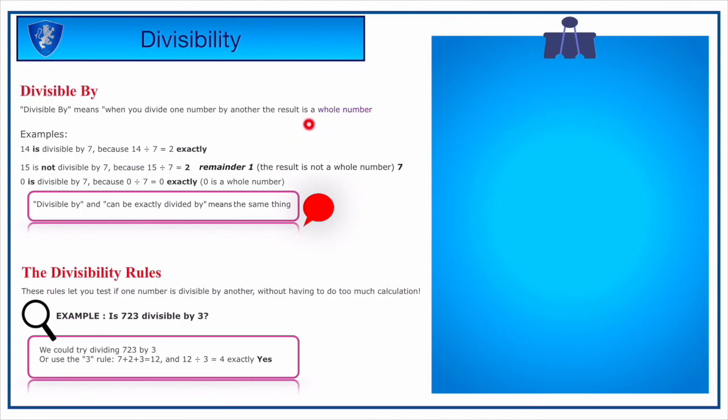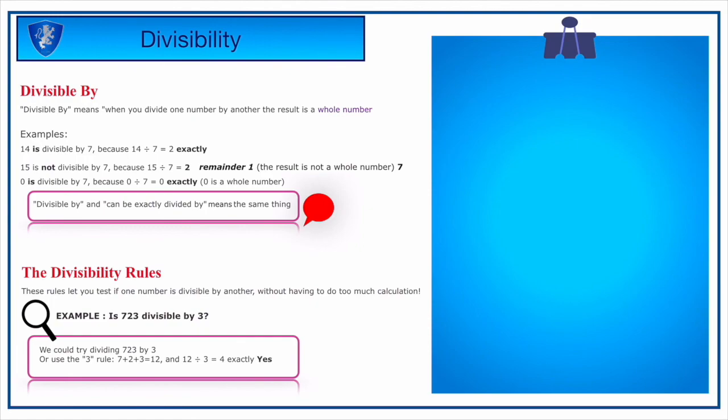So the example we're given here is that 14 is divisible by 7. Why do we say that? Because when you divide 14 by 7, you get 2 exactly. There's no remainder. So that number is divisible. Whereas 15 is not divisible by 7, because if you divide by 7, yes, 7 goes in twice, but you're left with 1 remainder. So therefore, the result is not a whole number. So we would say that 15 is not divisible by 7.